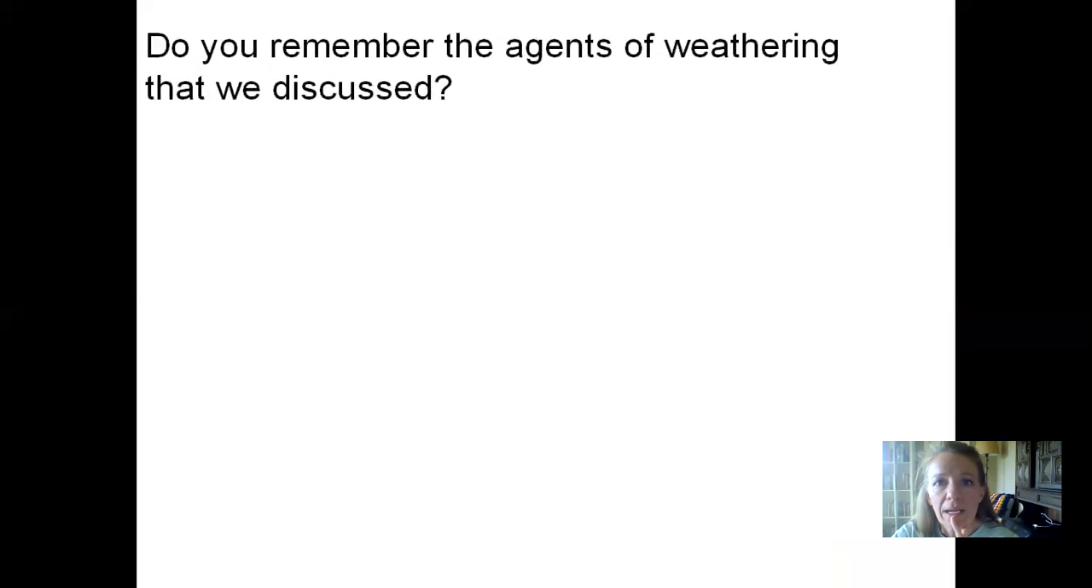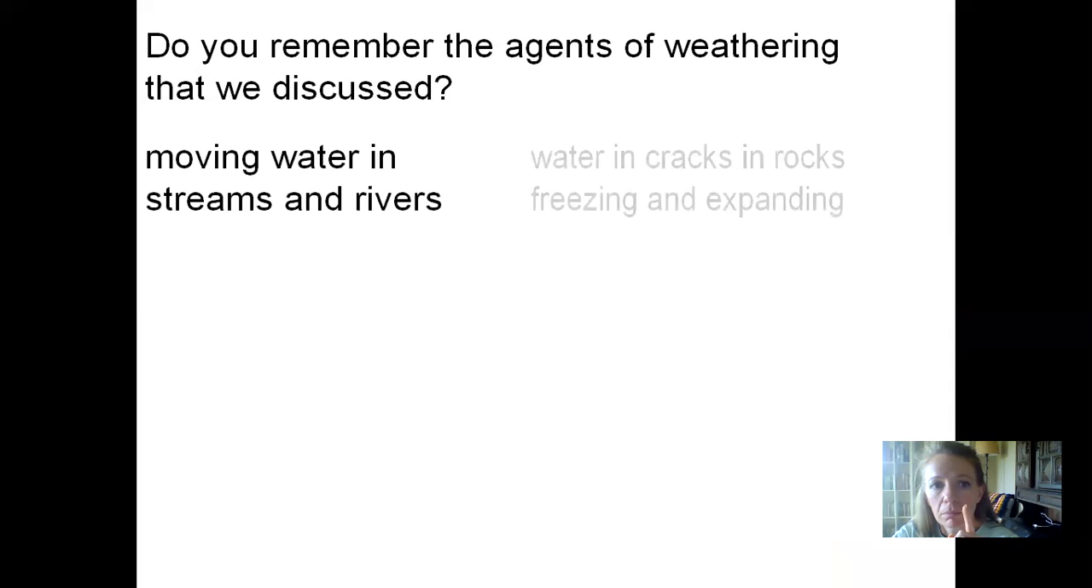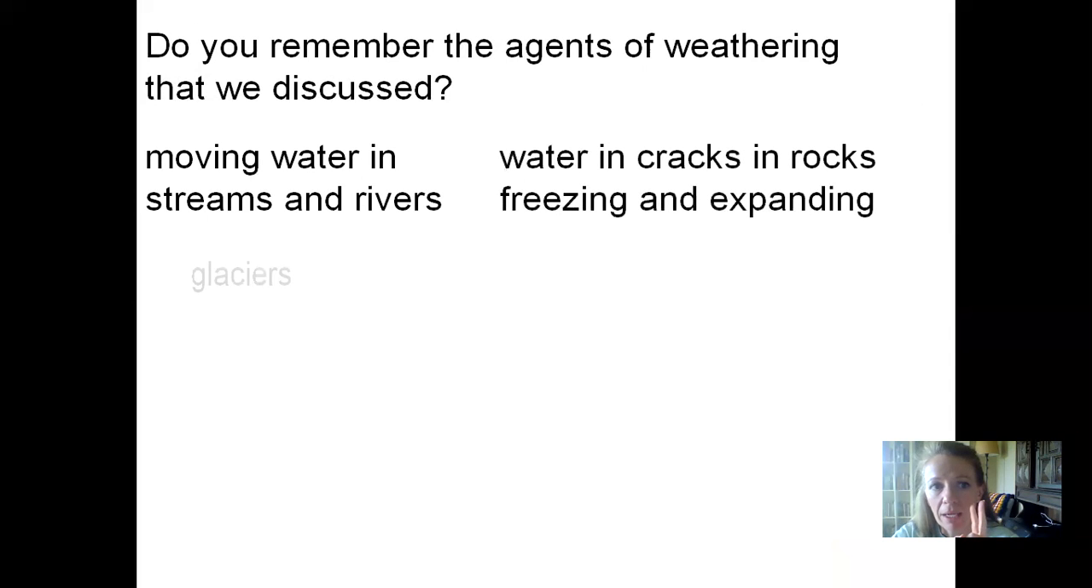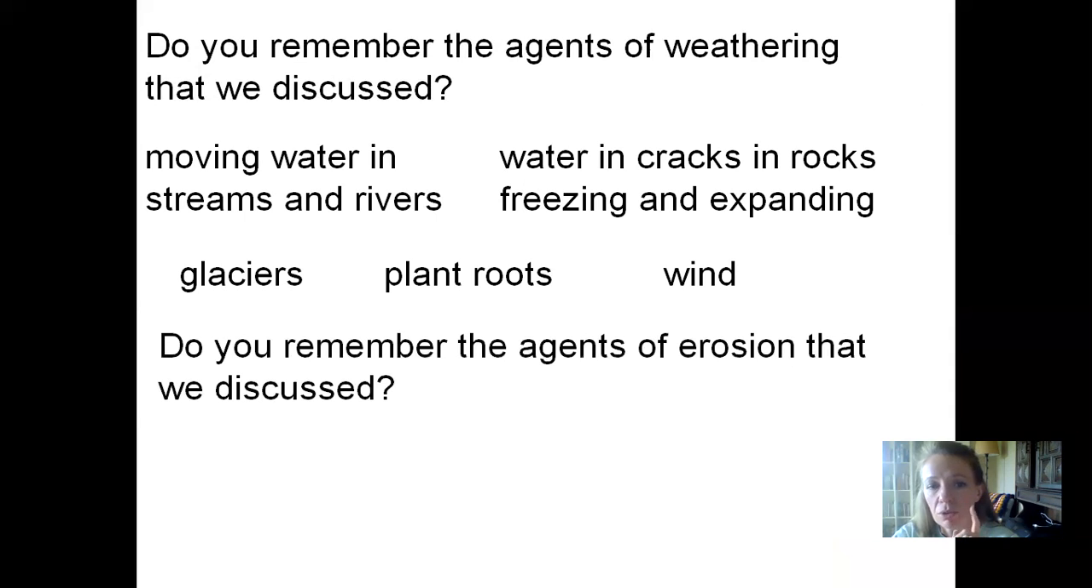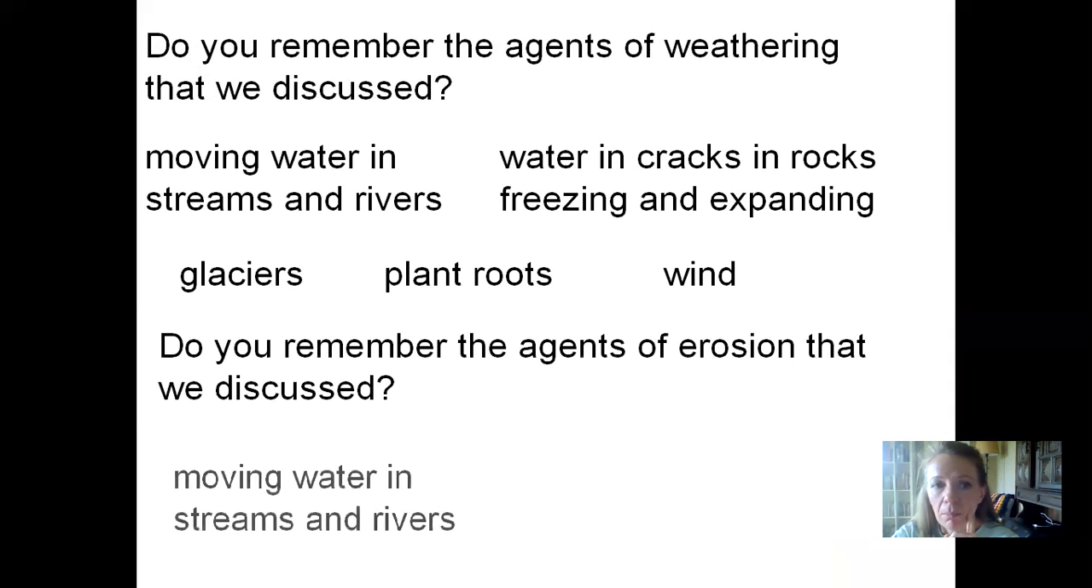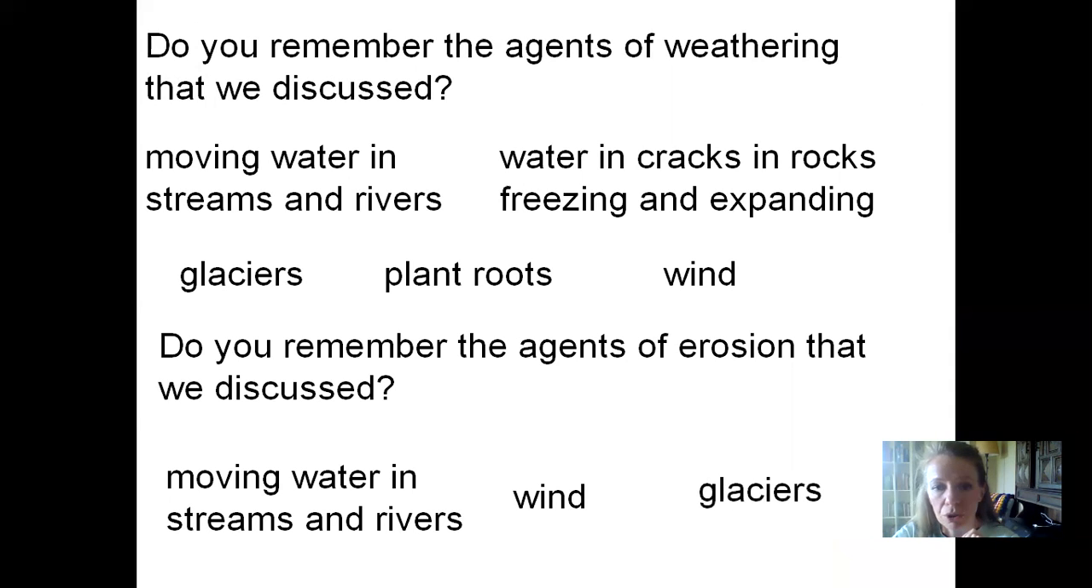Do you remember the agents of weathering? Moving water, water freezing in cracks, glaciers, plant roots, wind. Now, do you remember the agents of erosion? And you'll see some commonalities here. Moving water can be used as an agent of weathering, but can also be used as an agent of erosion. Wind, again, glaciers. So they can be used as both.